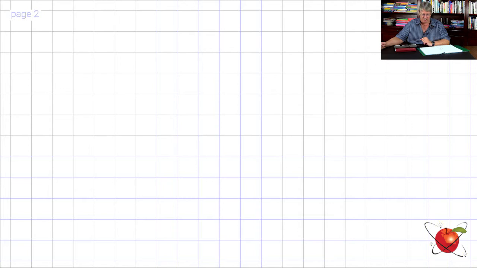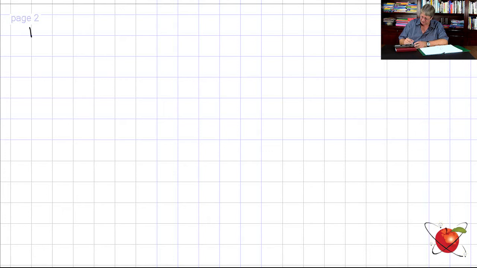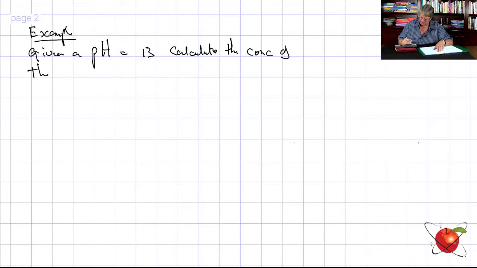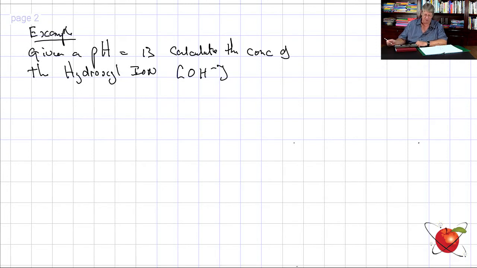We're going to do it in reverse. Let's have a look at another example. Let us say we are given a pH equal to 13. Calculate the concentration of the hydroxyl ion. Okay, meaning that's the OH concentration, that's what they want.